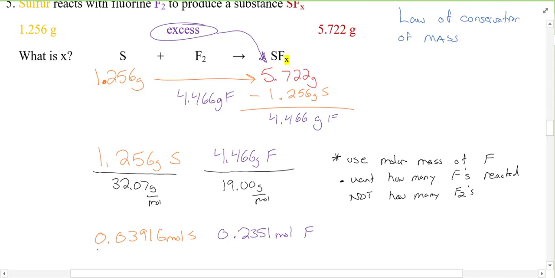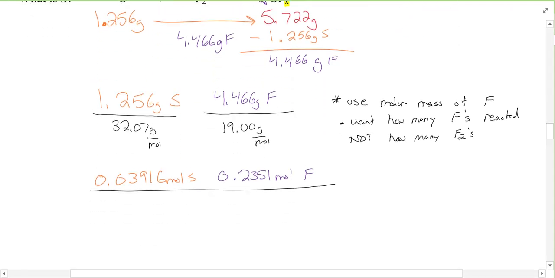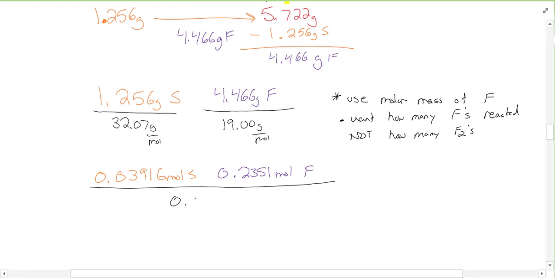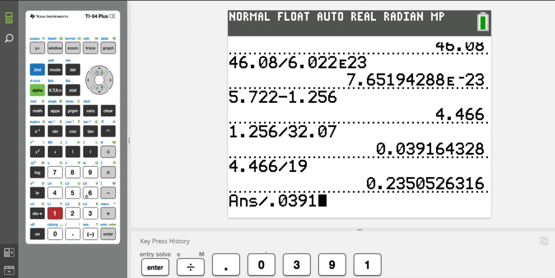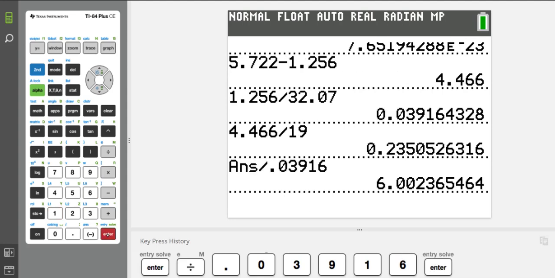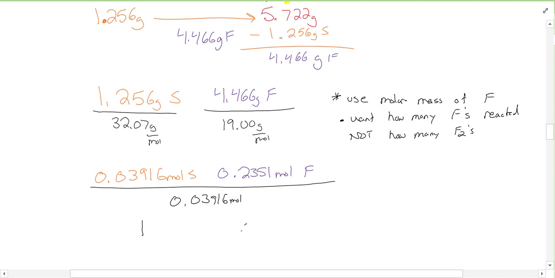Now we're going to divide by the smallest, which happens to be 0.03916 moles for sulfur. And we're going to get 1 for sulfur. What are we going to get for fluorine? Well, some of you might guess, if I did it to 1 sig fig, that's 4 and 24, so I should get 6. Let's look. Divided by 0.03916, I get 6. Perfect. So my answer then is sulfur hexafluoride, SF6.